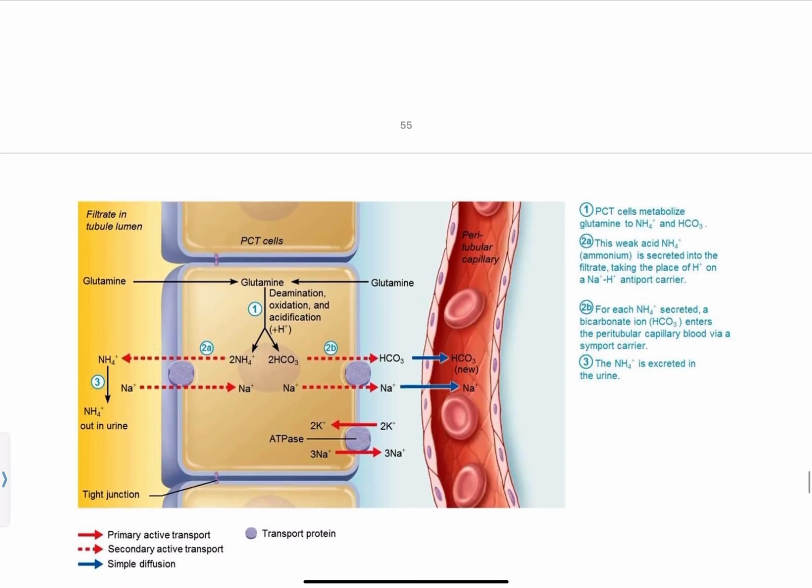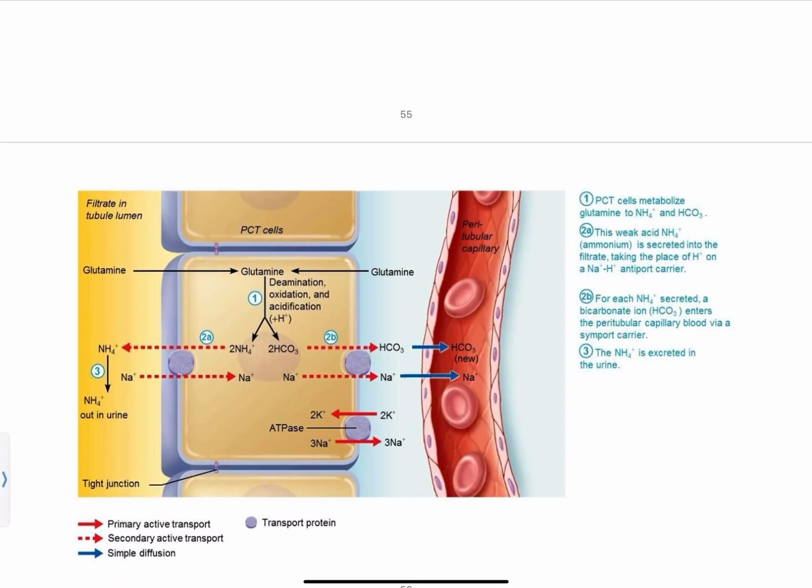The other mechanism we have is by using an amino acid. We can use glutamine. So if we have glutamine going into our filtrate, we can reabsorb glutamine into our proximal convoluted tubule cell, where it's going to undergo a series of reactions like deamination, oxidation, and acidification, and then it's going to split. And when it splits, it's going to produce 2 ammonium ions, which are just going to be secreted out into the filtrate and eventually leave our body. But the good thing about using glutamine is not only do we produce 2 ammonium ions, we produce 2 bicarbonate ions. So it's a little bit more powerful in the production of new bicarbonate ions.